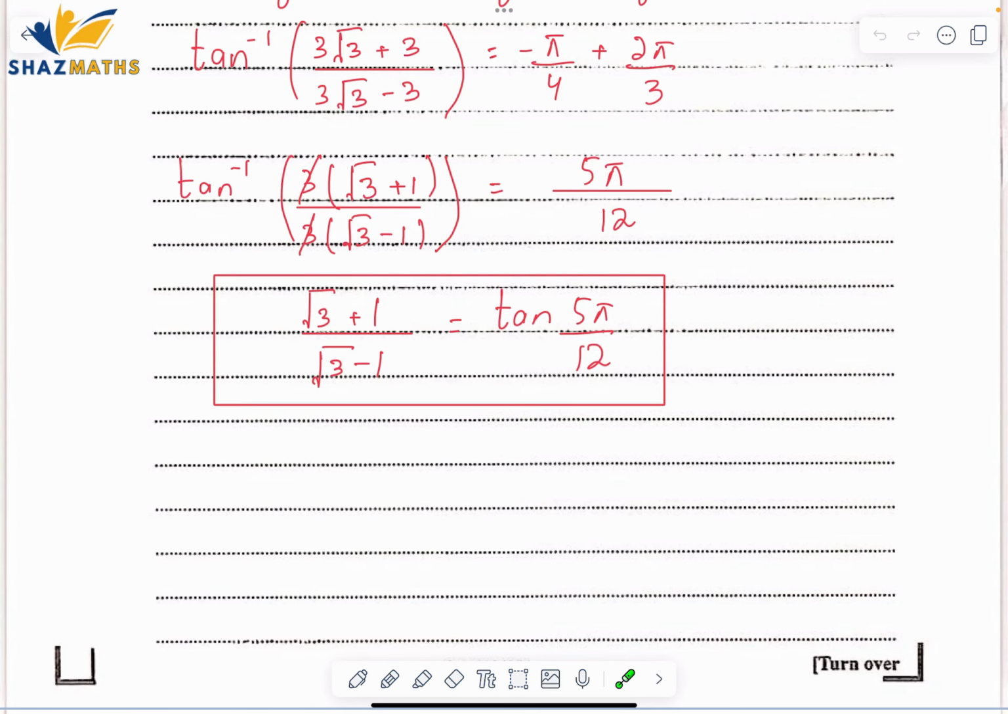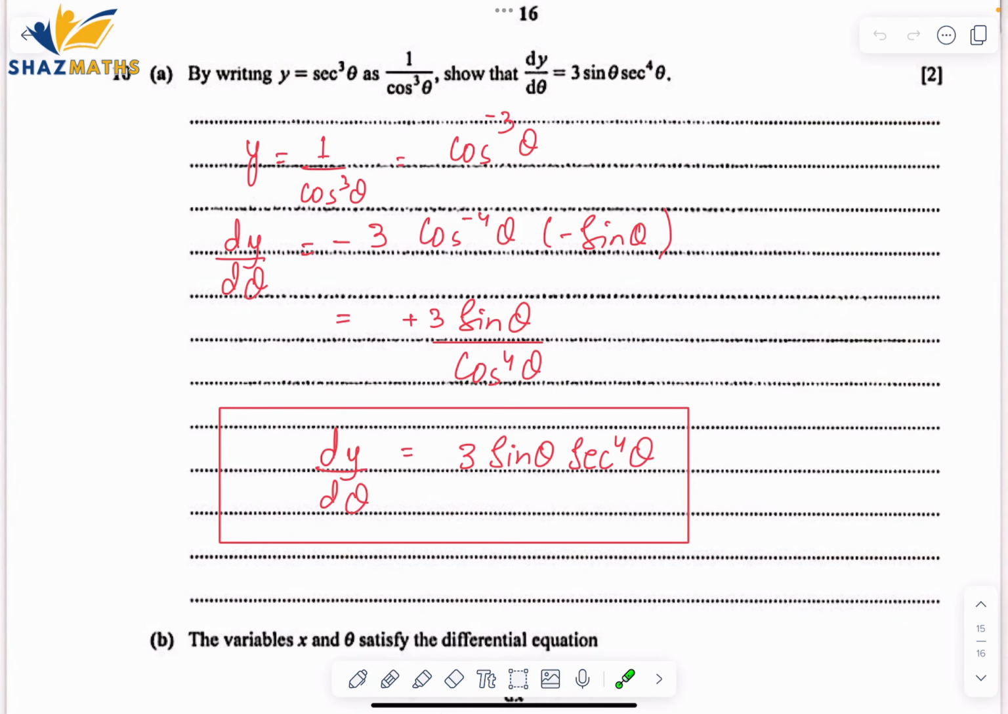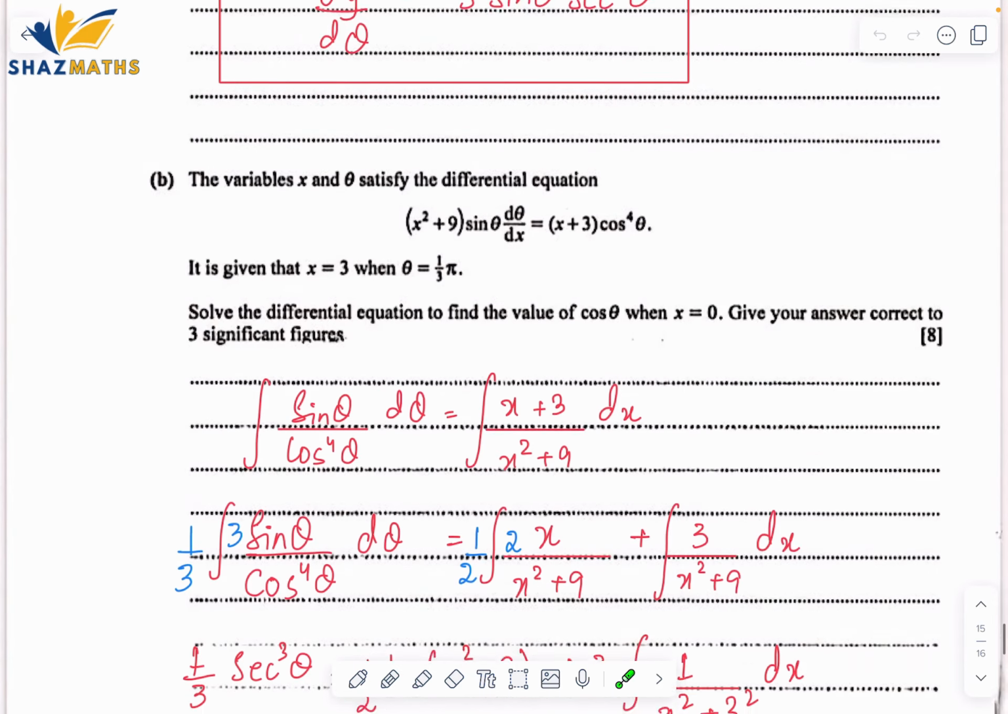So moving on to the last question, question number 10 part A. By writing y equals secant cubed theta as 1 over cos cubed theta, show that dy by d theta equals 3 sin theta secant to the power 4 theta. So y equals 1 over cos cubed theta; we'll bring cos cubed to the numerator, the power will become negative. We'll take the derivative, bring the power down, subtract 1 from the power, and take the derivative of cos without power. After simplifying, the expression will become 3 sin theta over cos to the power 4 theta. As 1 over cos is secant, the answer will be 3 sin theta secant to the power 4 theta. So that's the first part.